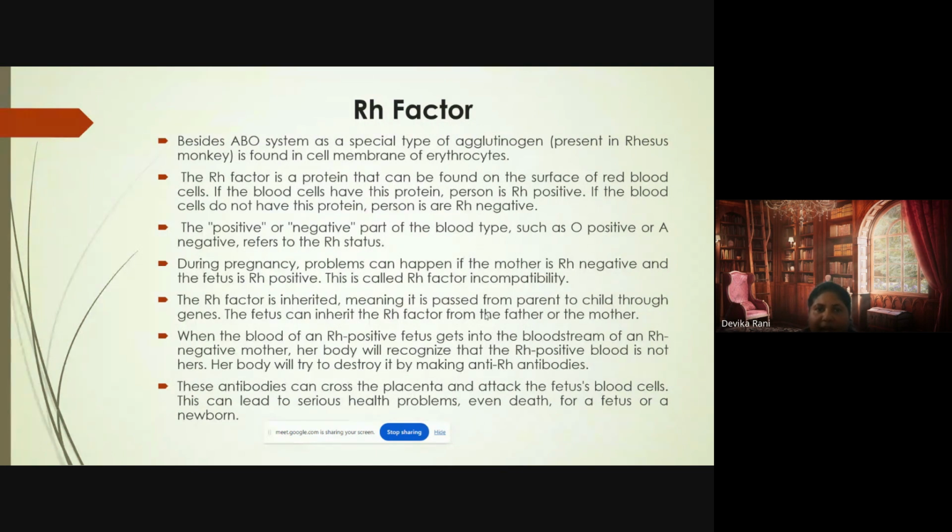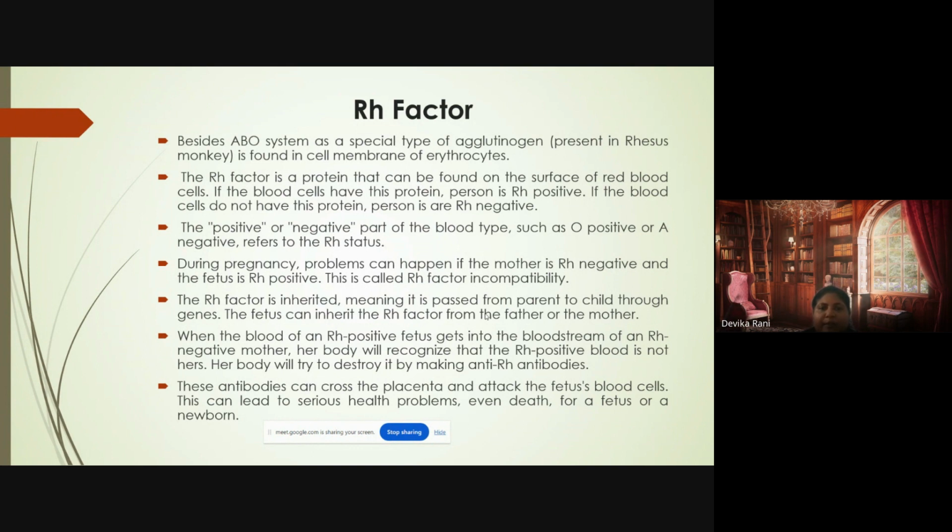Now, the Rh factor is also inherited, meaning it is passed from parent to child through genes. The fetus can inherit the Rh factor from the father or the mother. So, if the mother is Rh negative, maybe the father is Rh positive, and the child has inherited the Rh from the father and become Rh positive.